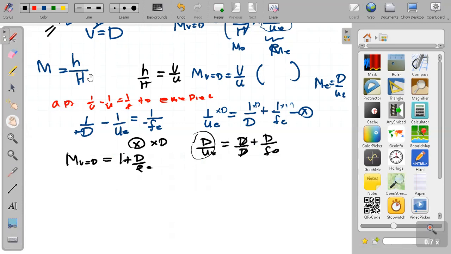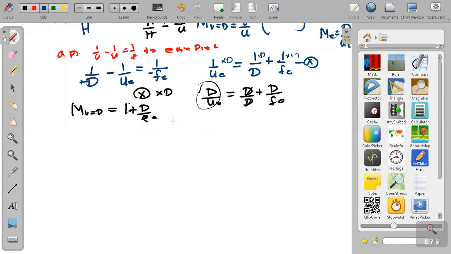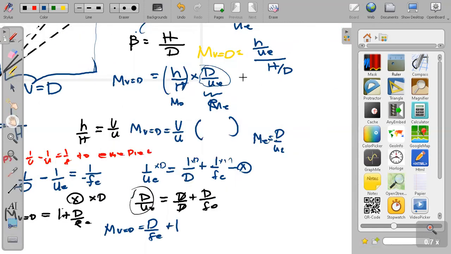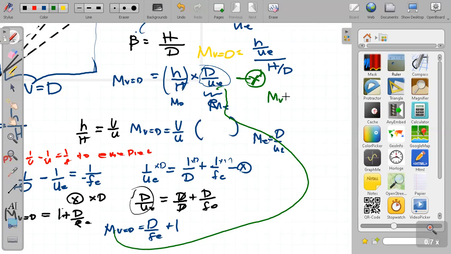For myself, I feel like it is ugly, so I will just rearrange it: M at D equals D over FE plus 1. I will consider this as equation X dash, so I can put this here and finalize the equation: M at D equals V objective over U objective times D over FE plus 1. This is for the normal adjustment of a compound microscope.